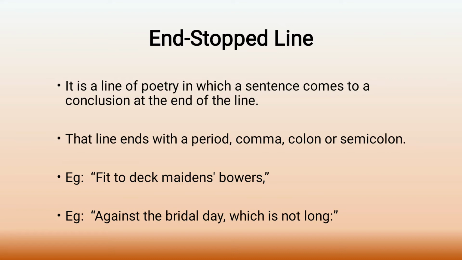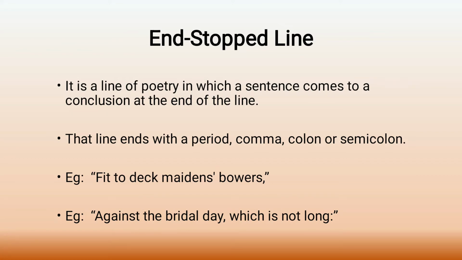Fit to deck maidens bowers, so here we have a comma, so we can say that sentence is an end stopped line. There is no condition that it should end with a period. It can end with a period or comma or semicolon or colon, etc. So next line: against the bridal day which is not long, see, that particular line of the poem ends with a colon. So whenever a poetic line ends with a colon or semicolon or comma or period, or question mark, exclamation mark, or ellipsis, we can say it is end stopped.